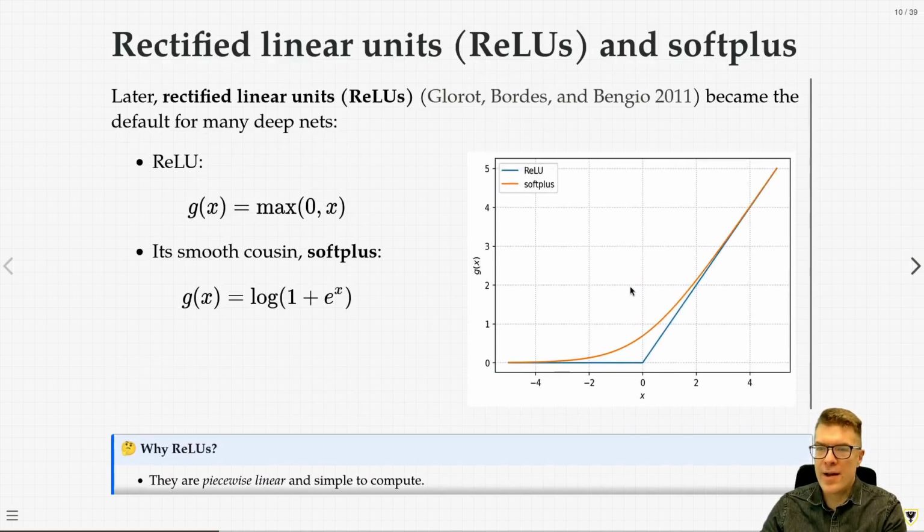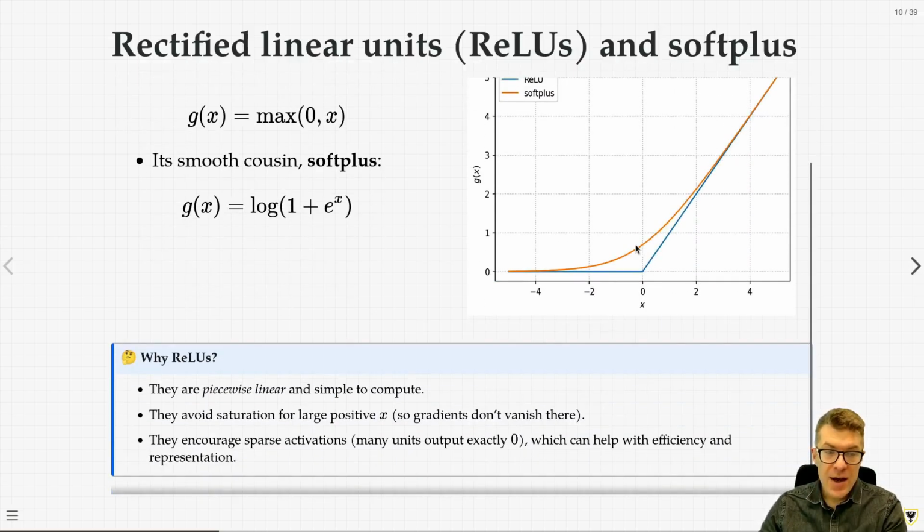So why would we choose ReLU instead of sigmoid or tanh? Well, ReLU is piecewise linear. So less than 0, greater than 0, super easy to compute. These ReLU functions avoid saturation for large positive values of x, so gradients don't vanish for very large values of x. And I guess more practically, they encourage sparse activations.